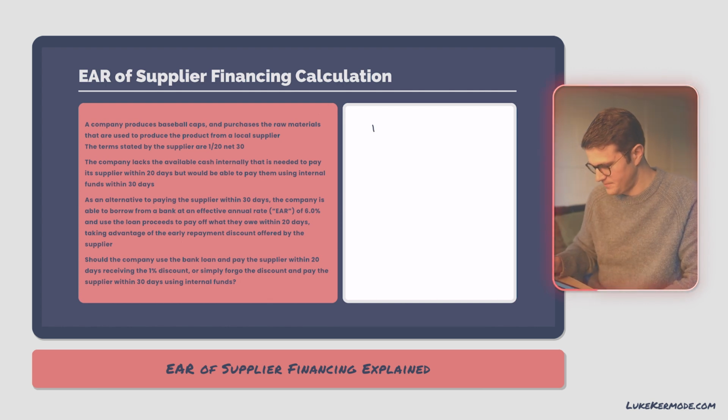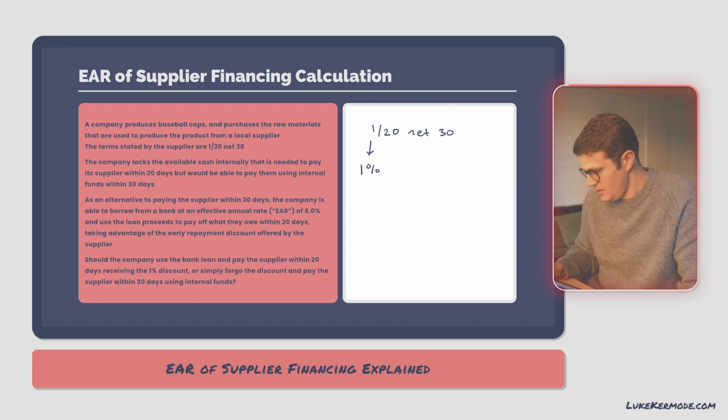So what does this mean? 1/20, net 30. Let's break this down. The 1 is the 1% early repayment discount.